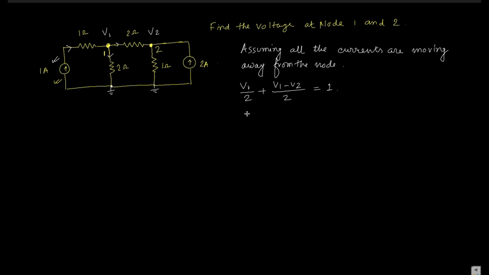So here taking V1 common, half plus half, minus V2 by 2 is equal to 1. So it is V1 minus 0.5 V2 is equal to 1. This is equation 1. Is there any confusion?